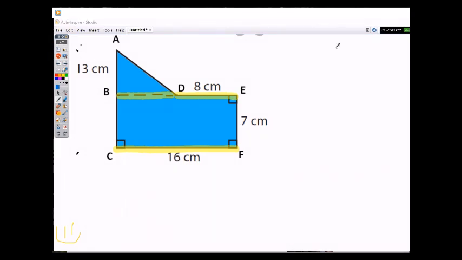You guys can actually use the chat if you want. You can put the answer in there. So what would that missing side be? Good. I see everybody's putting in 8. So I'm going to label this with 8.